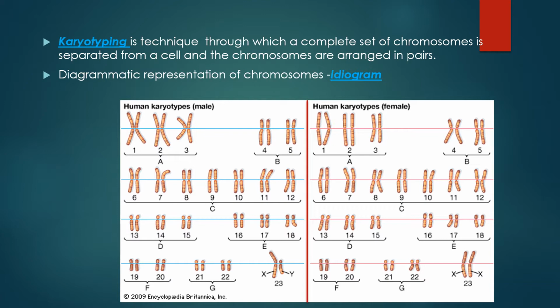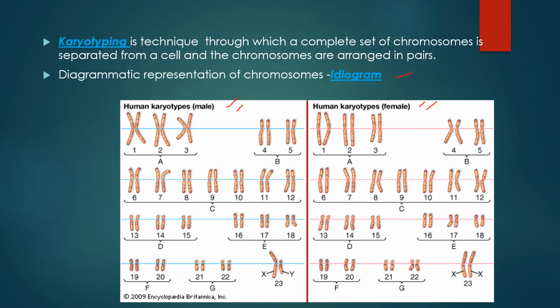If you see this picture, this is the human karyotype male and this is the human karyotype female. If you take the male cell and the complete set of chromosomes are separated from the male cell, and when they are arranged in pairs, this is how they look, and the female chromosomes will look like this. And the diagrammatic representation of these chromosomes, we call an ideogram.